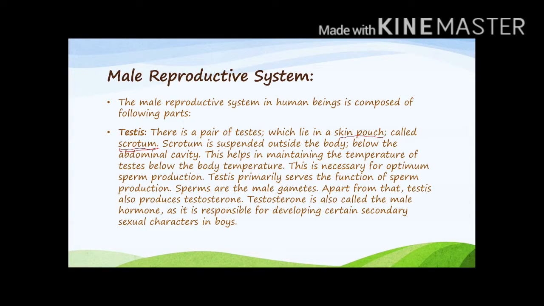The scrotum is suspended outside the body below the abdominal cavity. This helps in maintaining the temperature of the testes below body temperature, and this is necessary for optimum sperm production. Testes primarily serve the function of sperm production. Sperms are the male gametes, as we have discussed already. Apart from that, testes also produce testosterone. This is a hormone, called the male hormone, and it is responsible for developing certain secondary sexual characters in boys.